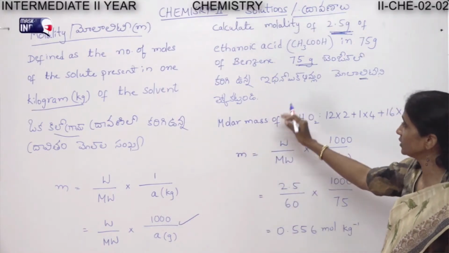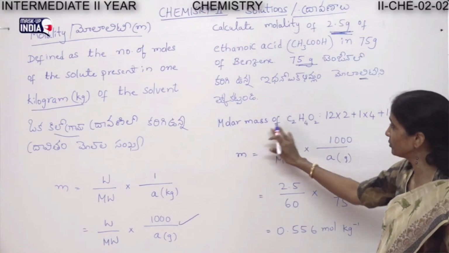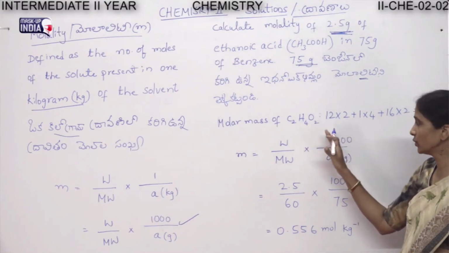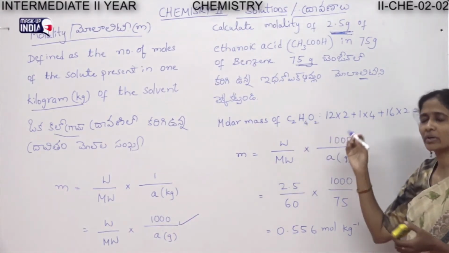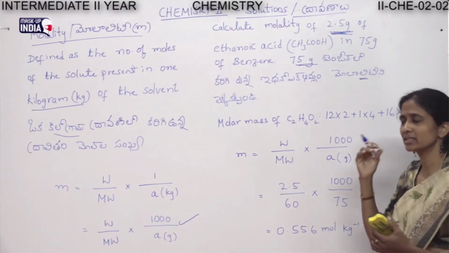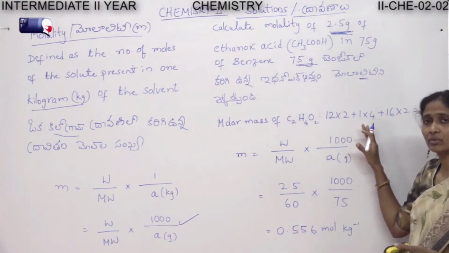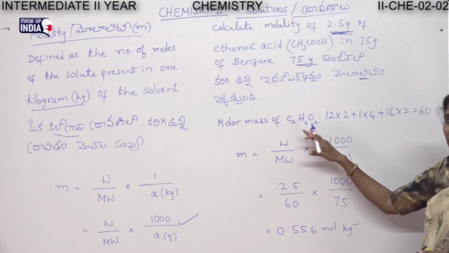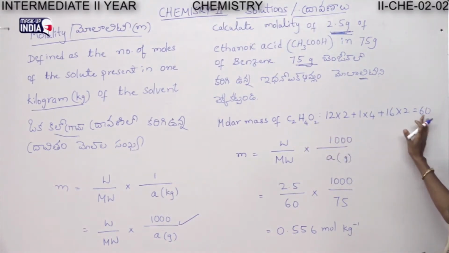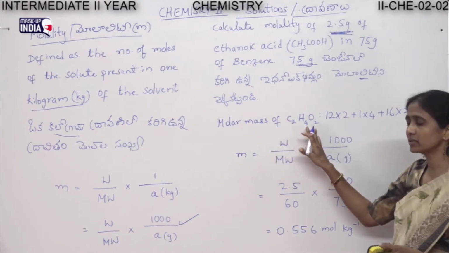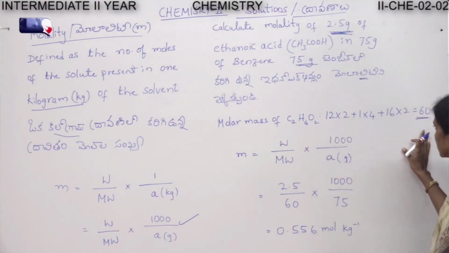Now let's see the molar mass of ethanoic acid. You know how to calculate molar mass. That is very, very easy. So 12 into 2 plus 1 into 4 plus 16 into 2, that equals 60. That means the molar mass of ethanoic acid is 60.